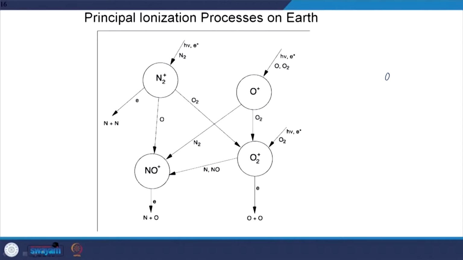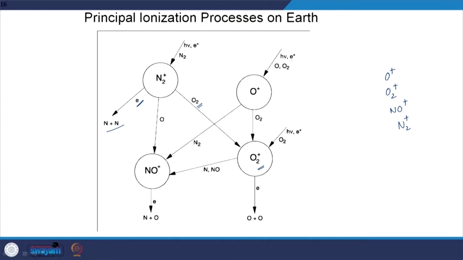Now, if you look at the principal ionization processes, we have already seen that in the ionosphere the major chemical ion species are O+, O2+, and NO+. These are the major chemical species found in the ionosphere. How does the ionization happen? If you start from the top, the electromagnetic radiation indicated with h nu will interact with N2, releasing an electron and N2+. This N2+ may again dissociate to N + N+, and may also combine with an O2, giving you O2+, a charge exchange reaction.